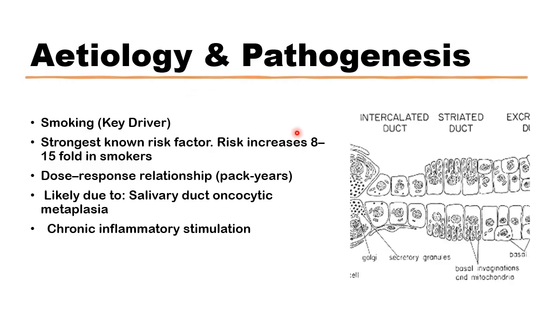How does the tumor develop? It's known that it is very strongly associated with smoking. If someone smokes, he has an increased risk of developing this tumor, up to 8 to 15 times those who don't smoke. And it's also dose related. The more you smoke, the more likely you are to develop this tumor, in terms of the number of cigarettes or packs per unit time. It's likely due to salivary duct epithelium oncocytic metaplasia, formation of more mitochondria in these duct epithelia due to the chronic inflammatory stimulation.